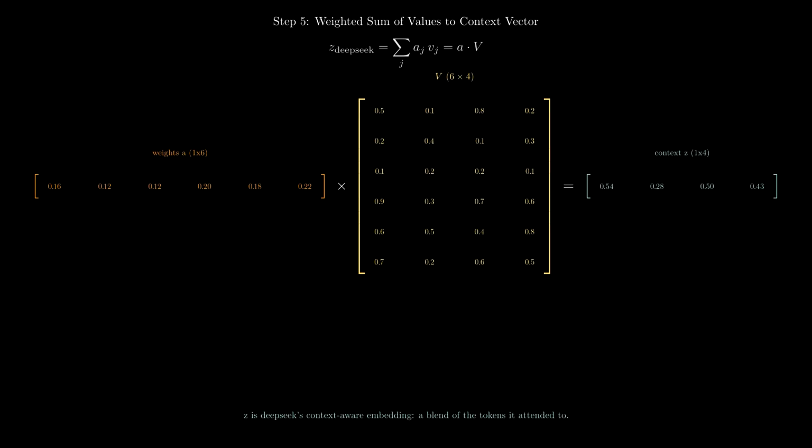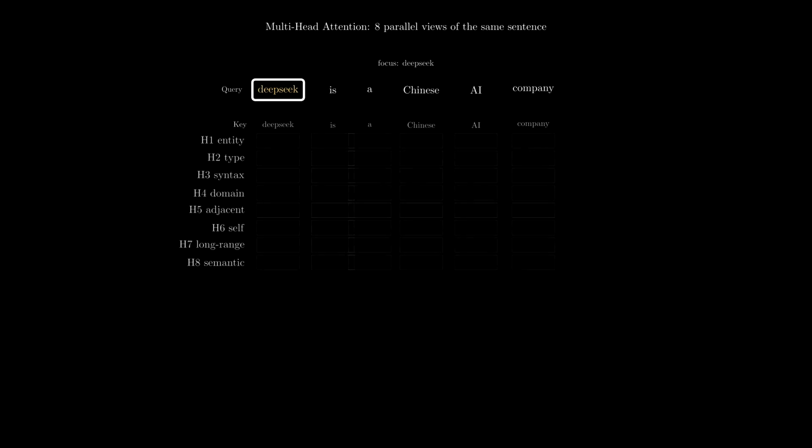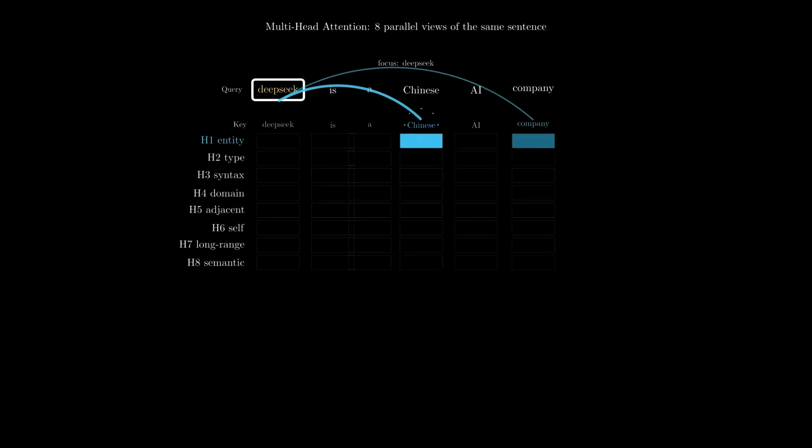So looking through one lens isn't enough. What if a token needs to analyze syntax, entities, and long-range dependencies all at once? Instead of relying on a single attention calculation, real transformers use multi-head attention to analyze a sentence through multiple lenses simultaneously. Head 1 evaluates entity types, linking DeepSeek to Chinese and company.